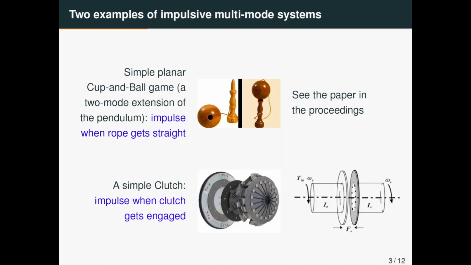We show in this picture two examples of systems exhibiting impulsive behaviors. On the top, we show an idealized planar cup and ball game. It's formalized as a variation of the celebrated planar pendulum when the rod is replaced by a rope. The tension of the rope is impulsive at the event when the rope gets straight. On the bottom, we show a simple idealized clutch. The torques get impulsive at the event when the clutch is engaged. In the paper, we develop the cup and ball example. In this talk, we develop only the simpler clutch example.